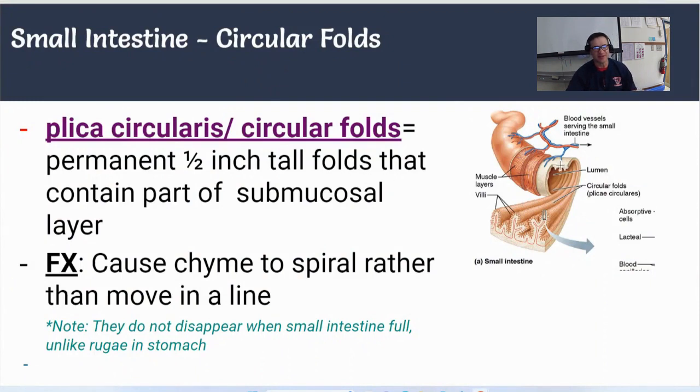All right, so remember, these are the circular folds inside of the small intestine, and that's going to cause the chyme, instead of just going straight through, to stick around longer because it's going to cause it to spiral. So it's kind of like the rifling on the barrel of a gun, so that the rifling makes the bullet spin, which makes it more accurate. But this is going to cause the chyme to spiral, so it doesn't pass through quite so fast. It's going to spiral around. It's going to have to stick around longer, so more absorption occurs.